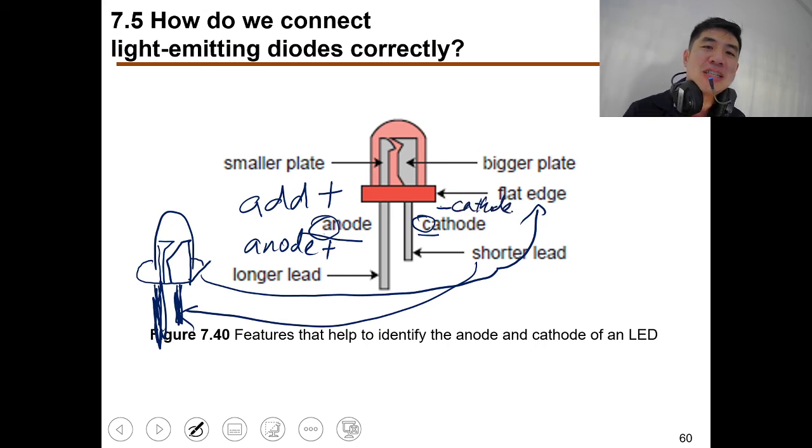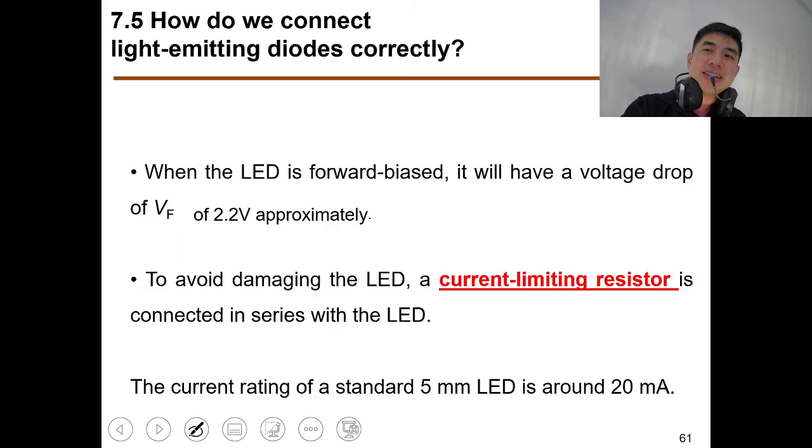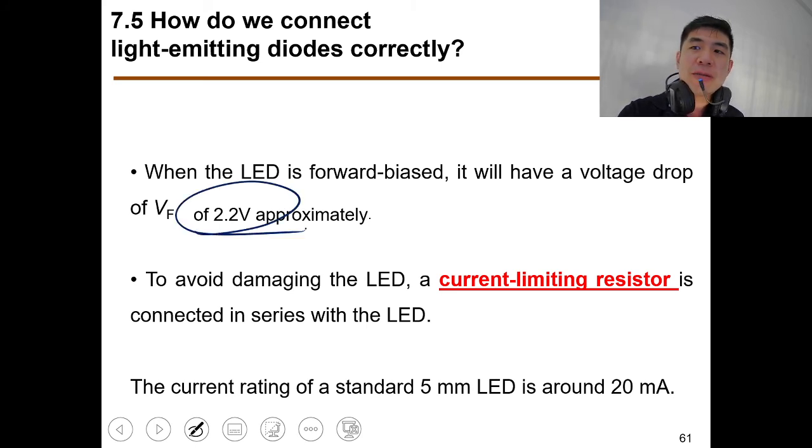Okay, can? Remember this. A lot of things also use the same names. Anything that's positive is anode. Anything that's negative is cathode. A lot of devices use this terminology. So just take note of this. Now when an LED is forward biased, it will have a voltage drop of approximately 2.2 volt. Most LEDs are 2.2 volt. Don't believe, you can go and try the red color one in a lab. It's about 2.2 volt.